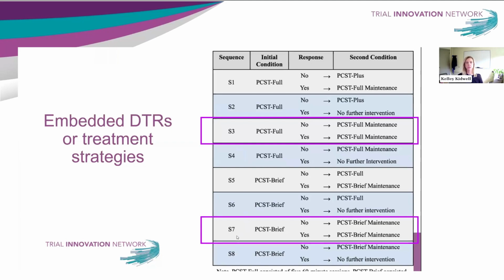So these 2 strategies, S3 and S6 or S7, say everybody starts with the full version of the pain coping skills training, and after that, everybody gets the full maintenance. So it doesn't matter whether you responded or not, right? It's a static regimen. It's not dynamic. And similarly down here, everybody gets the brief version, and then subsequently, everybody gets the brief maintenance. All of the 6 other strategies are dynamic, meaning that the second stage treatment depends on response. But for these 2, they're static regimens or sequences.